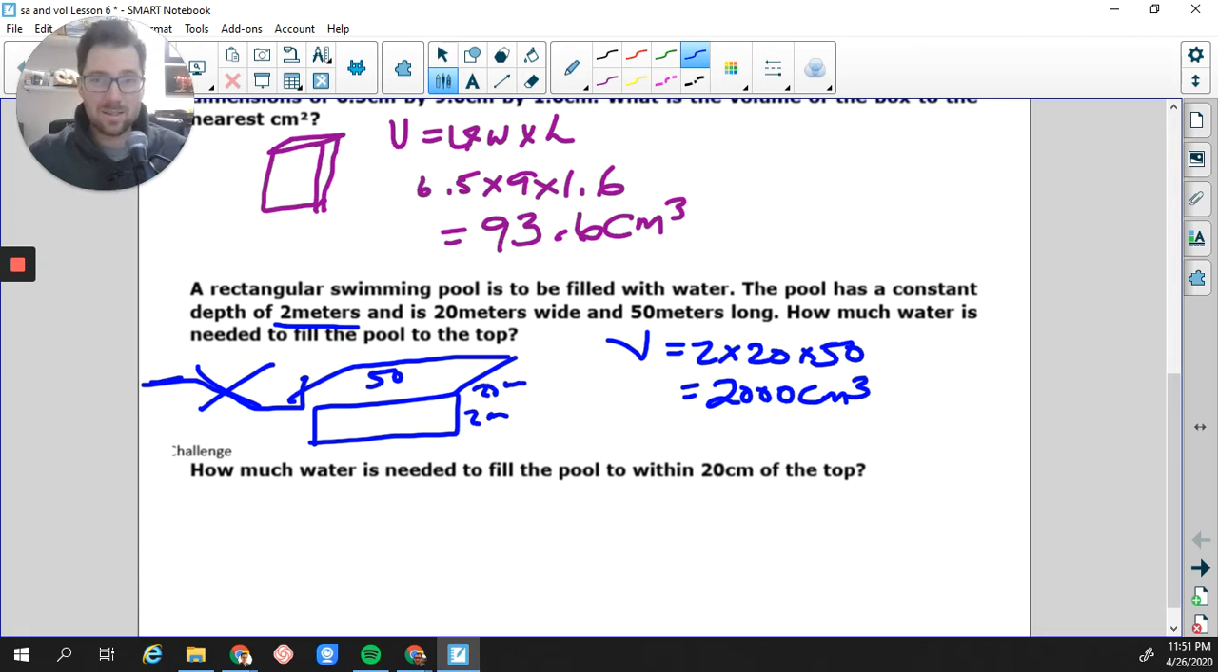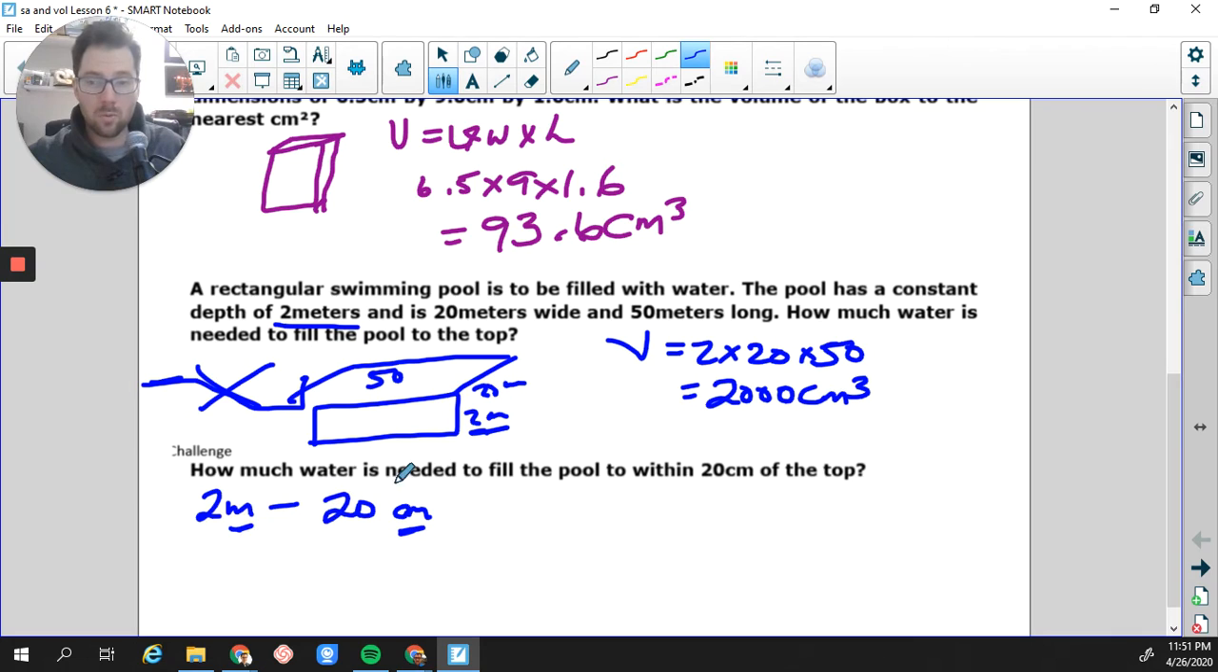Challenge question. Ooh, let's get exciting here. I like a challenge. How much water is needed to fill the pool within 20 centimeters of the top? So previously, our height was 2 meters, right? But we're taking away 20 centimeters to figure out our new volume. So we don't have the same units here though, right? We can't subtract 20 centimeters from 2 meters. We got to get them into the same.